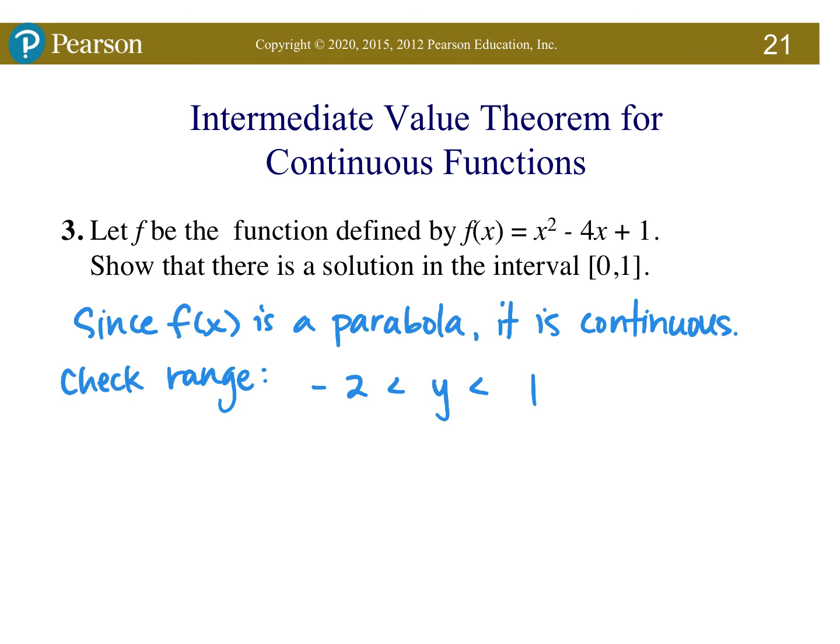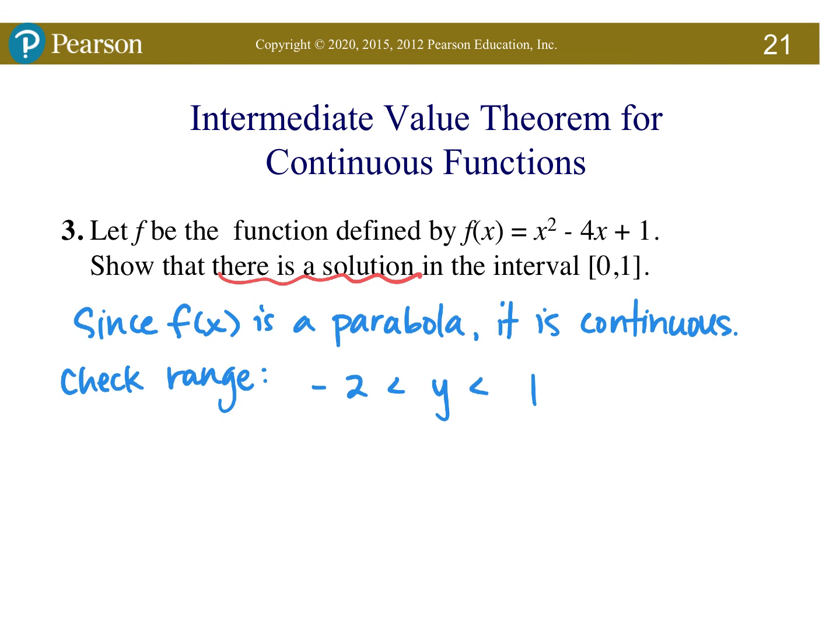And the question is, show that there is a solution. What do they mean by a solution? A solution is a place where it crossed the x-axis. That's what a solution is. We also call that a root. We also call that a 0. All right, will there be a 0, aka a root, aka a solution for this function? Yes, because the range spanned both sides of the x-axis.